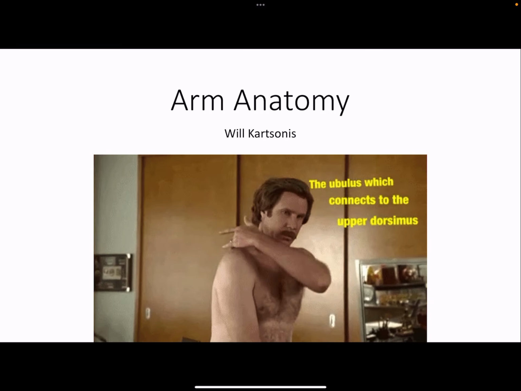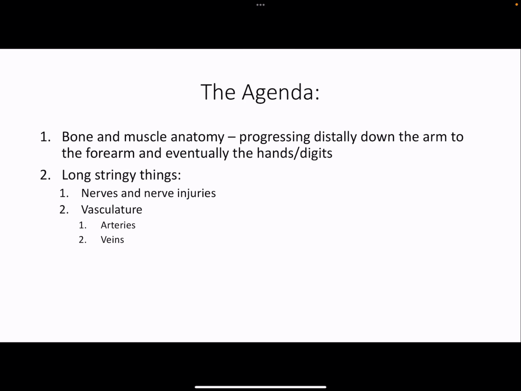Hey everyone, let's talk about the arm. All right, the agenda. We're going to start talking about bones and muscles. We're going to work proximal to distal, so starting at the shoulder and ending at the fingers. Then we're going to talk about long, stringy things with an emphasis on nerves and nerve injuries. I really think that's where the majority of your NBME questions are going to come in. Briefly, we're going to talk about arteries and then veins.